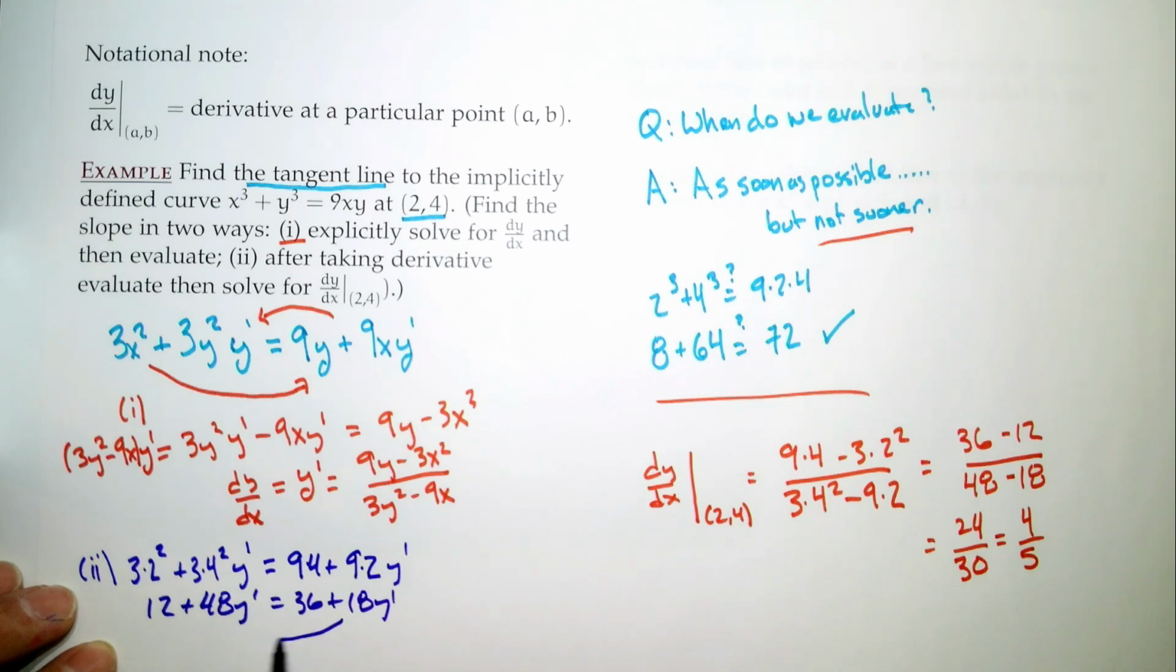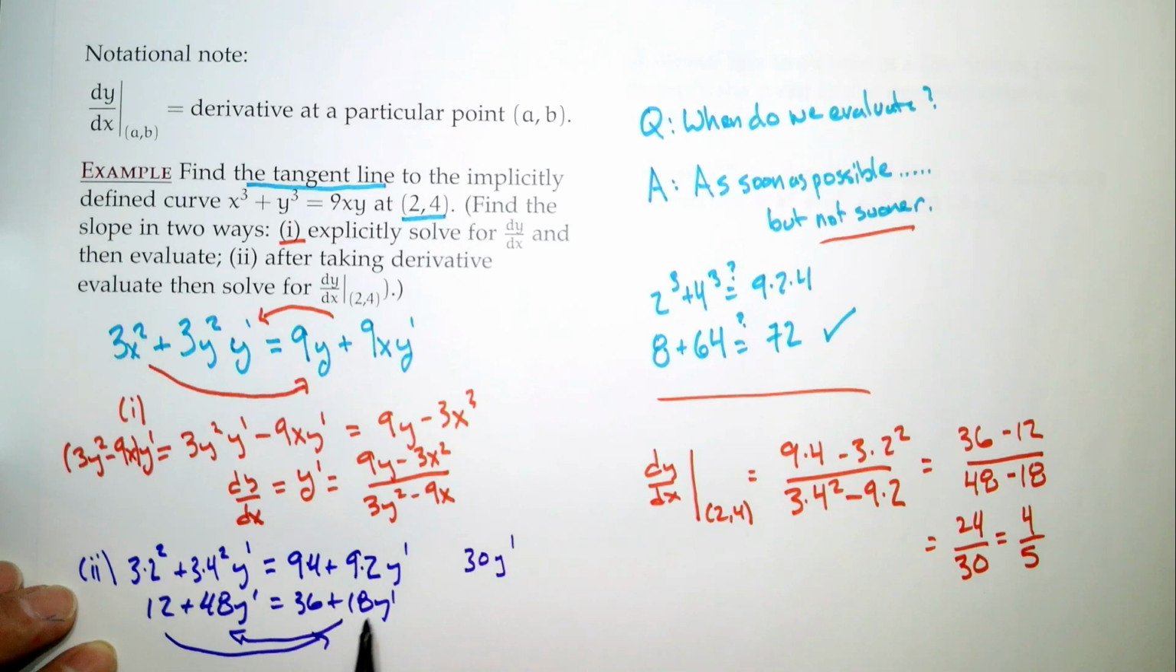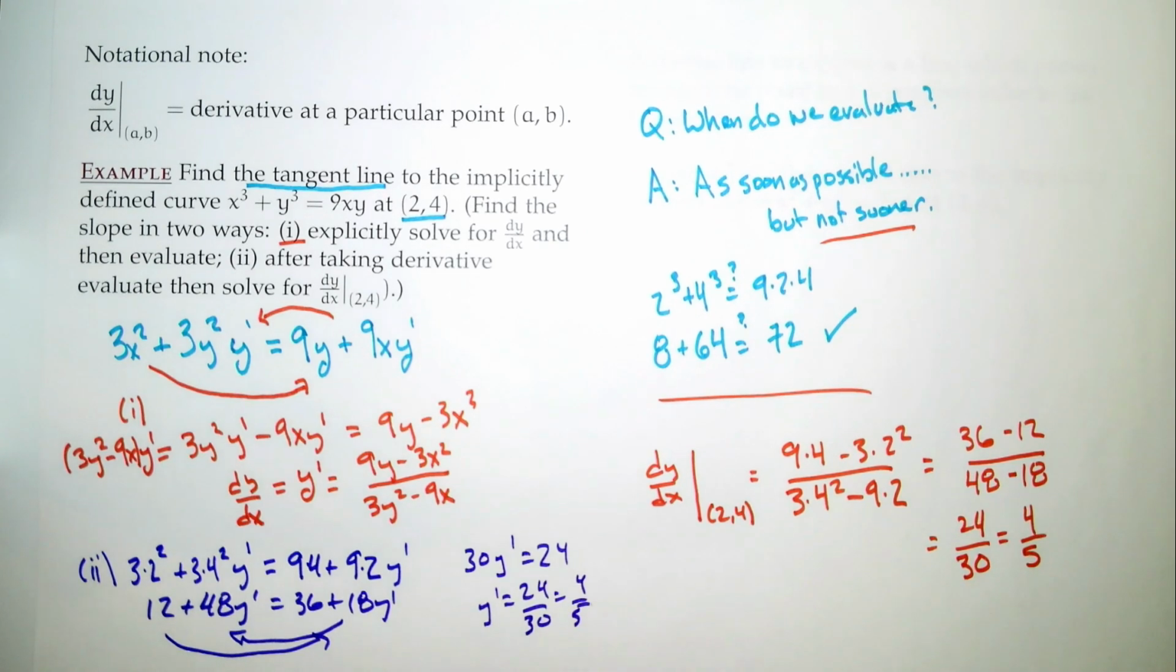We can say, oh, move the 18 across, move the 12 across. 48 minus 18 would give us 30 y prime. And then 36 minus 12 gives us 24. So y prime equals 24 over 30, which equals 4 over 5. So we get at the end the same answer for the slope, whether we evaluate at the very end of the process versus if we evaluate as soon as we can. But in some sense, I think it's easier to do the manipulations if you evaluate as soon as you can. And it gets even more prominent the more complicated the expression becomes.